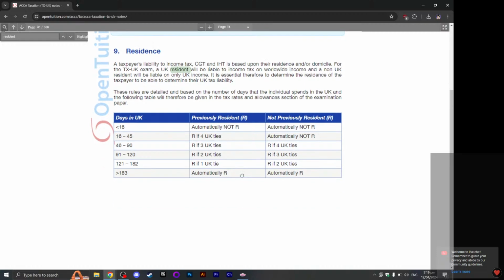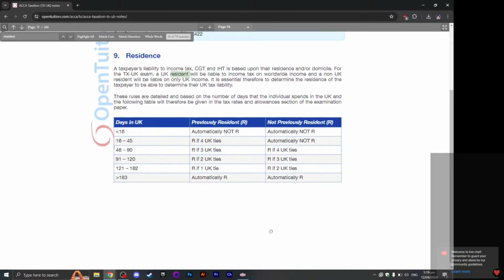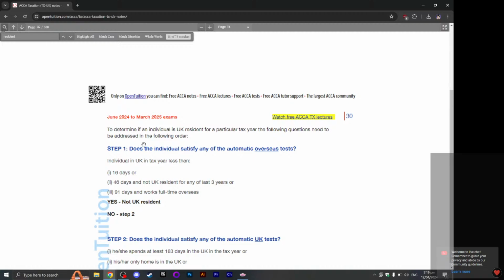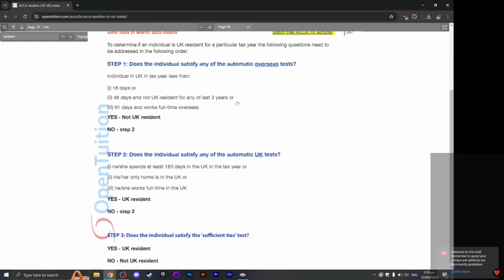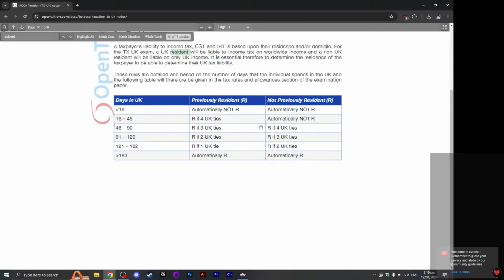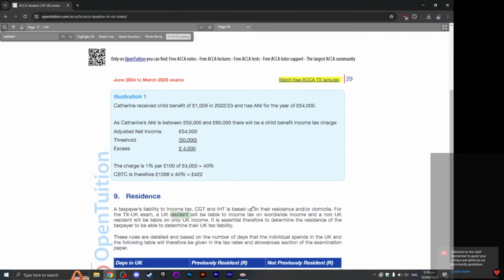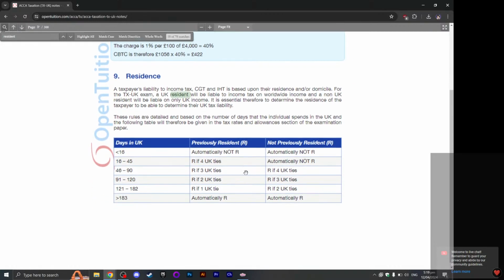So what are UK ties? Just a sec. What are the UK ties? I forgot what they were, but we'll go through that a little bit later. So if it's not previously resident, automatic not. And then you've got these other rules here. Whatever, and it depends on the UK ties.